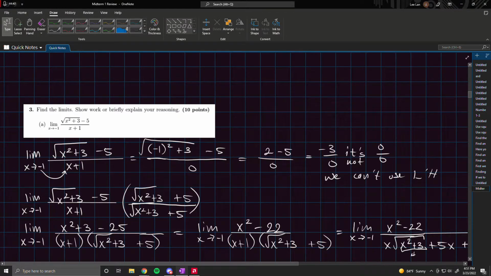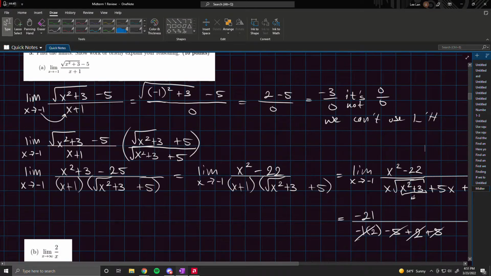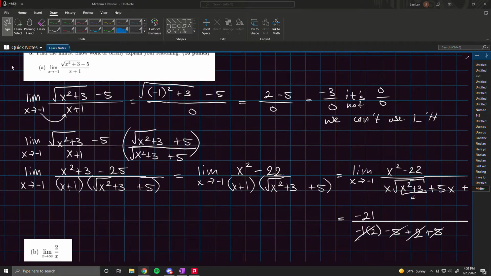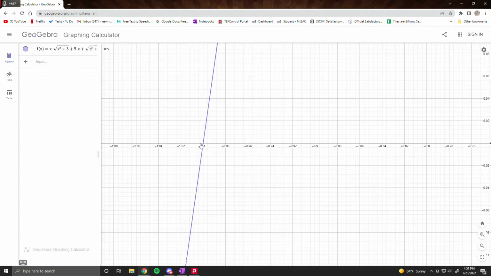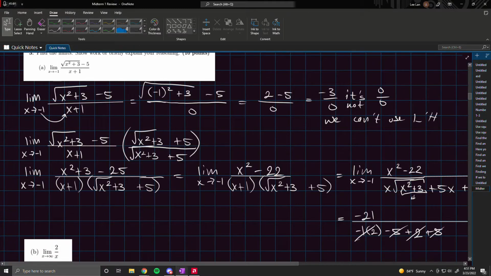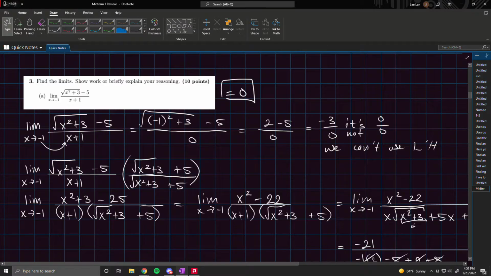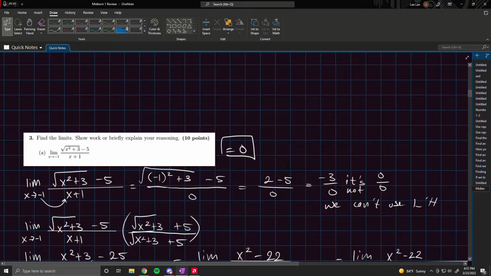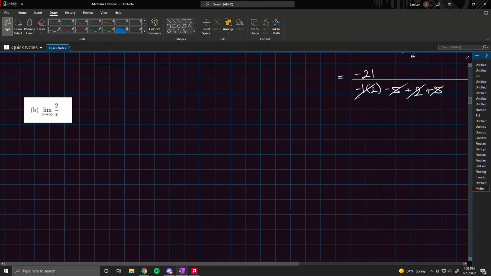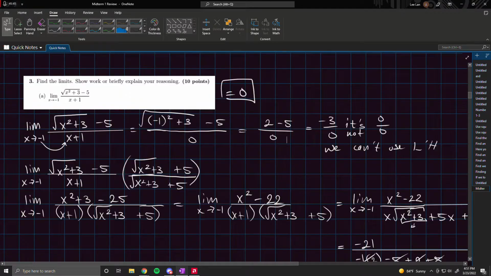Okay, so yeah, I wasn't able to solve this one. X squared minus 22. According to the graph, though, at -1 it should be 0. But I wouldn't be able to tell you why. Yeah. Sorry about that. But yeah. Alright, so let's try 3b.